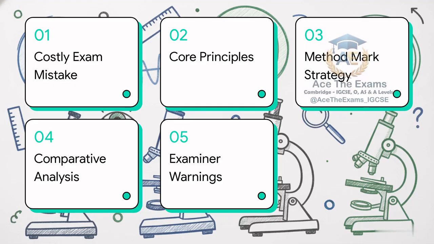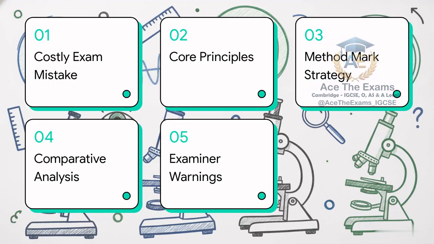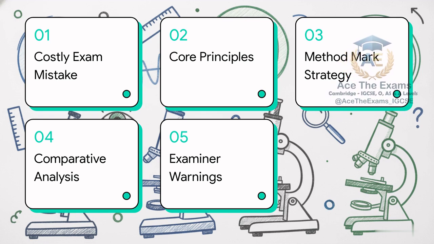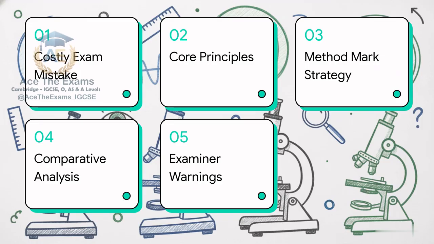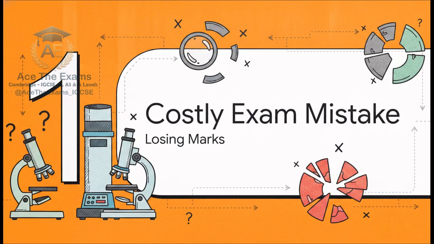1. The costly exam mistake. 2. Mastering core principles. 3. The method mark strategy. 4. Acing comparative analysis. And 5. Top examiner warnings. Let's start with Section 1, the costly exam mistake, losing marks to vague context.